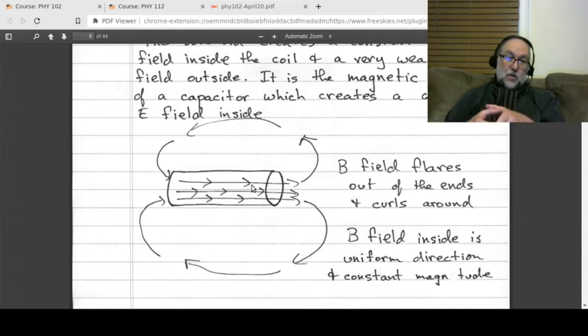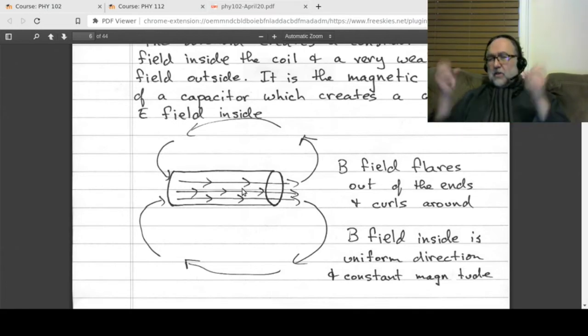But when it exits out the mouth of the solenoid, it flares around, and the B field then circulates around like that, and comes back and goes through the middle. Inside the solenoid, the B field is uniform. It's not stronger on one end or the other. Only at the mouths does it begin to flare out. So if you're definitely inside the solenoid, the B field is some constant value, and it's always pointing in the same direction. It's uniform in direction and constant in magnitude.